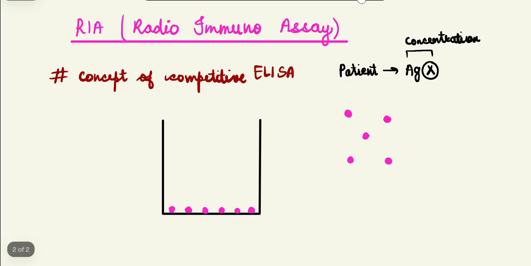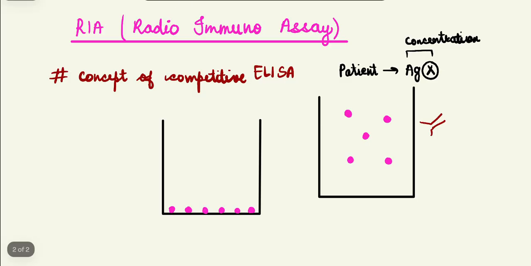Now, because we have to detect the presence of this X antigen, we will create a specific antibody which is very specific to X. We will artificially introduce that antibody into the patient serum. So after extracting the serum, which may or may not contain X, we take this antibody and introduce it into this tube, which contains the patient's serum.